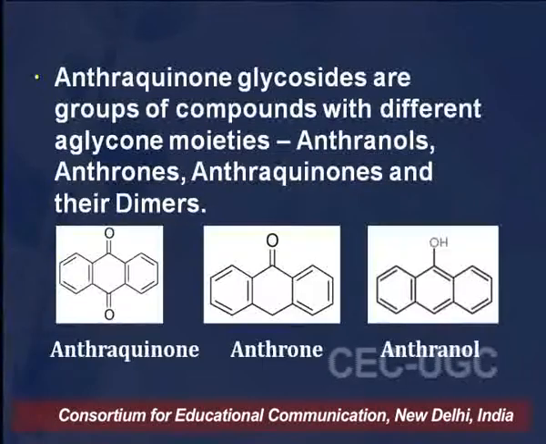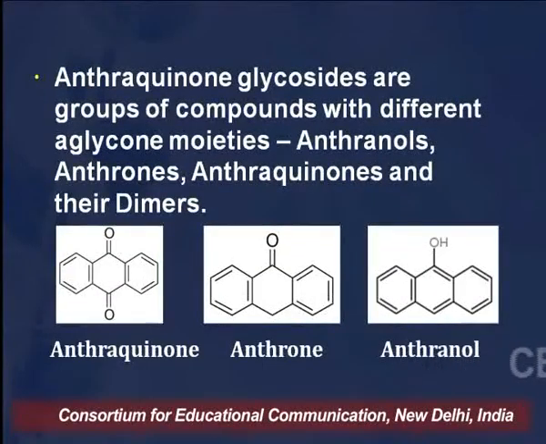Now these anthraquinones or anthraquinone glycosides are not a single compound, but are considered a mixture of different types of anthraquinone moieties. These moieties can be anthraquinone obviously, and other moieties such as anthrone, anthranol or oxanthrone. Anthrone, anthranol and oxanthrone are the derivatives obtained by the reduction of anthraquinone. So anthraquinone on reduction gives anthrone, and anthrone on further reduction gives you anthranol.